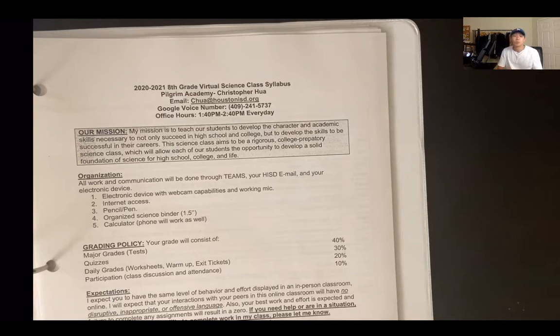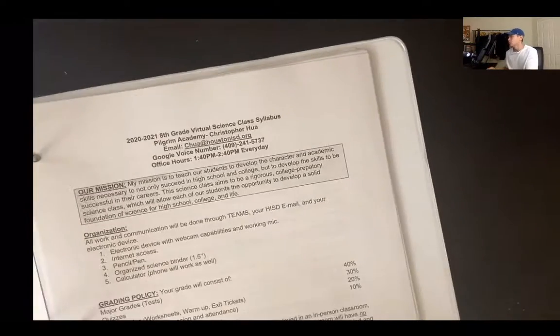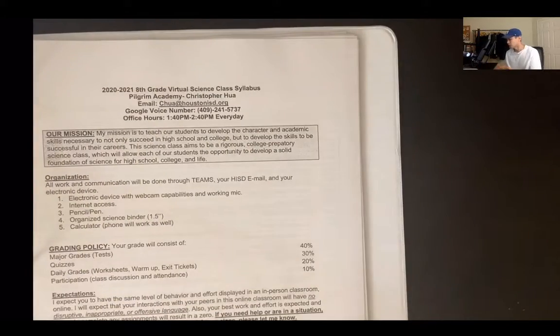Number two, you probably need internet access. Actually, not probably, you do need internet access. What I can say is we are handing out hotspots in the next week or so. So again, if you need it, let us know. You probably need a pen or pencil, right? If you're going to take notes, you're going to need an organized science binder. I've already provided that for you. Again, if you need it or you don't have one, let me know. I'll do my best to get you one of these. Okay, and then a calculator. You can probably use your phone if you don't have one.